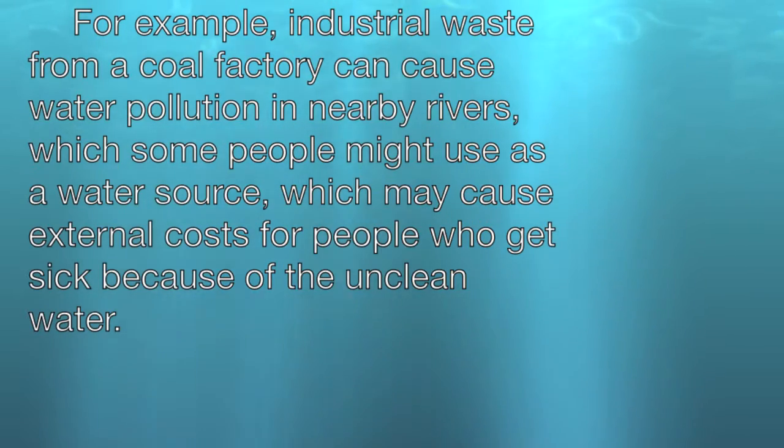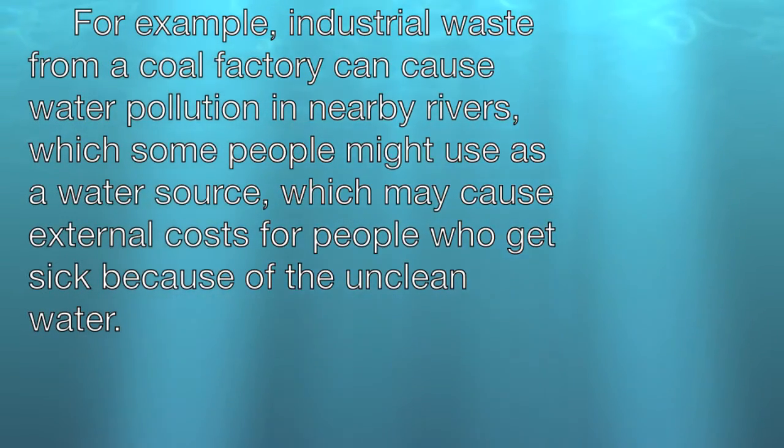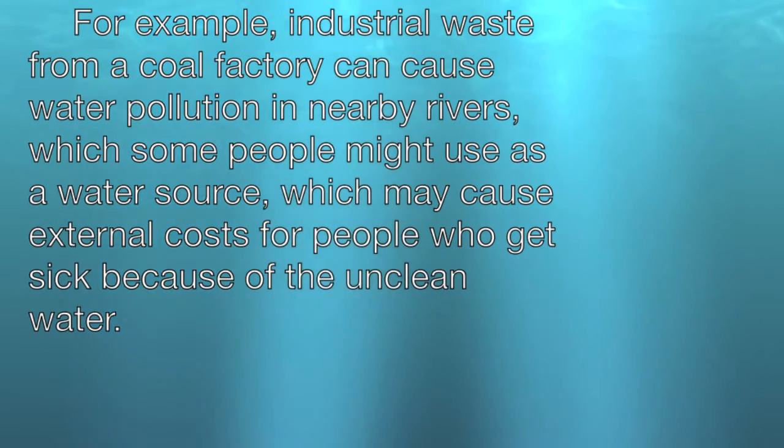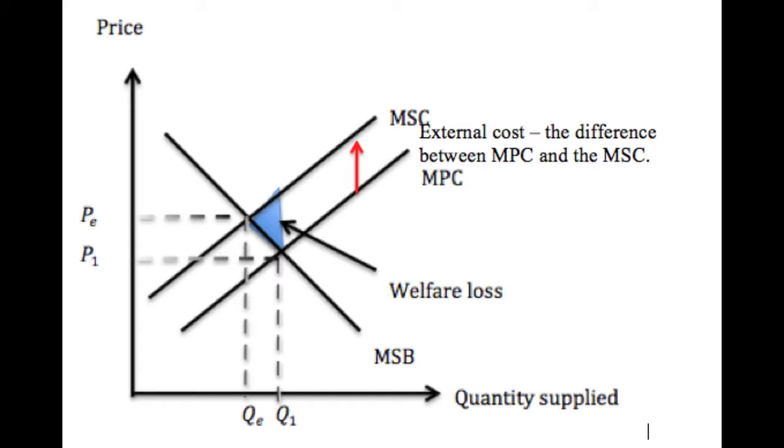For example, industrial waste from a coal factory can cause water pollution in nearby rivers, which some people might use as a water source, which may cause external costs for people who get sick because of the unclean water. This external cost causes the marginal social cost, the MSC, to be higher than the marginal private cost, the MPC. The difference between the costs shows that there is an external cost for society, meaning people other than the producers.